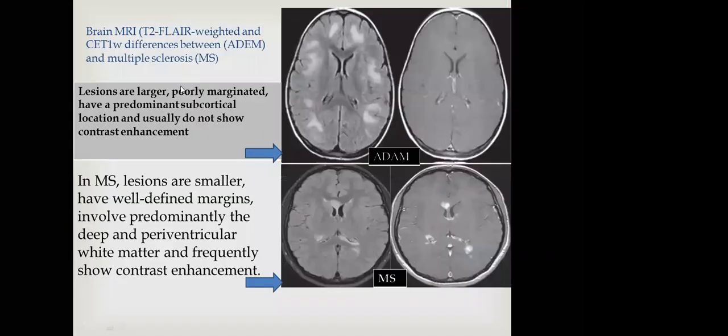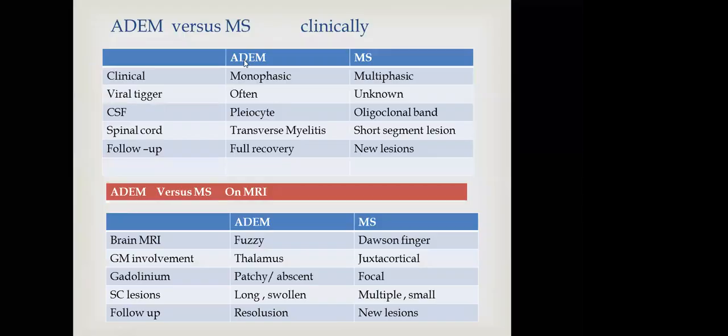Again, this is how contrast helps to differentiate between MS and ADEM. In ADEM, there will be no enhancement, with multiple patchy areas of subcortical lesions. In post-contrast, there is no enhancement, while in multiple sclerosis there are a few enhancing lesions, which is one of the ways to differentiate from ADEM.